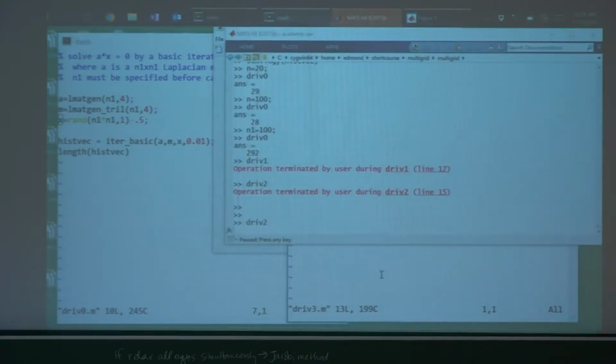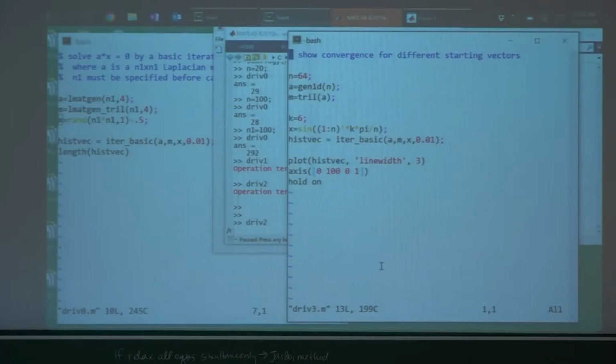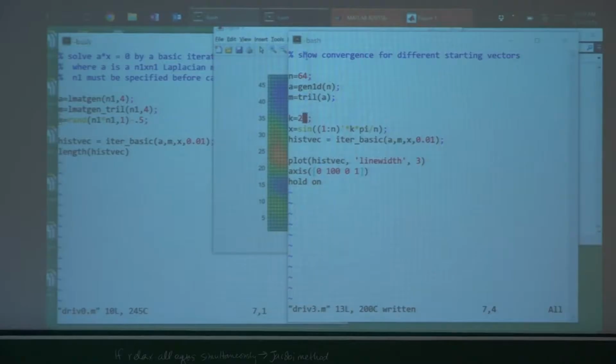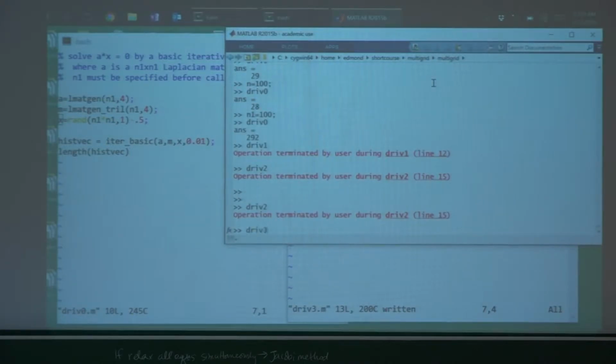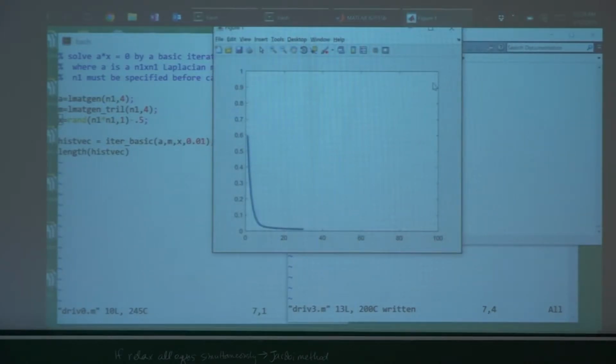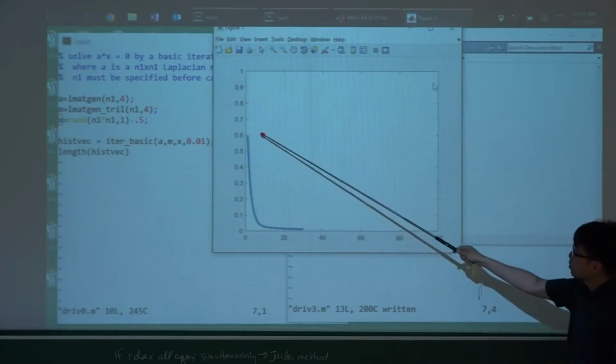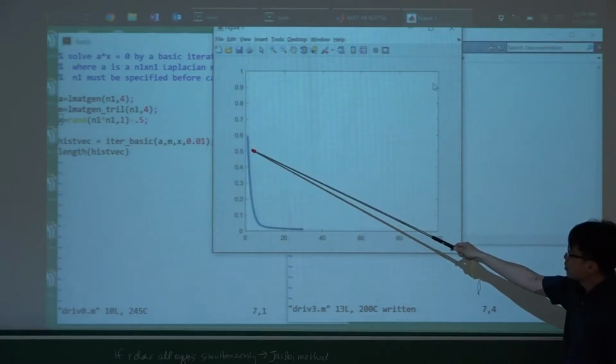Okay, let's start with k equals 20. Okay, so for k equals 20, the initial error is quite oscillatory, right? So this is the convergence history.